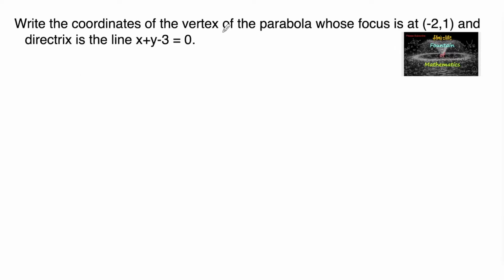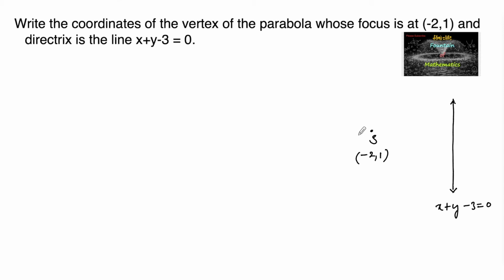Write the coordinates of the vertex of the parabola whose focus is at minus 2 comma 1. So the focus is minus 2 comma 1 and the directrix is the line x plus y minus 3 equals to 0. So let us consider a fixed line x plus y minus 3 equals to 0 and a fixed point, the focus minus 2 comma 1, both are given. So we need to find the coordinates of the vertex.